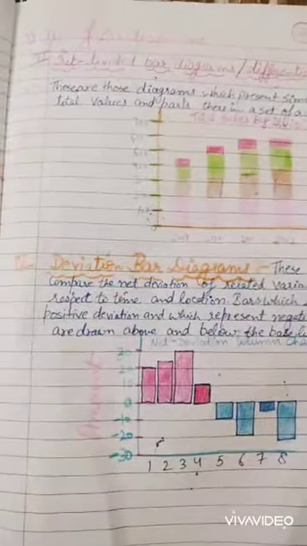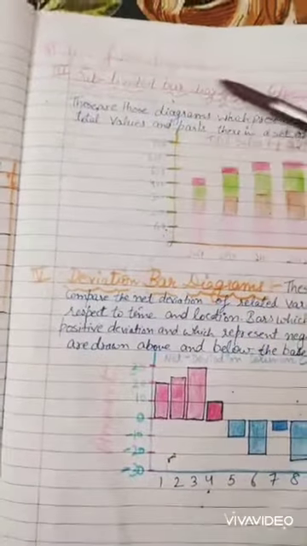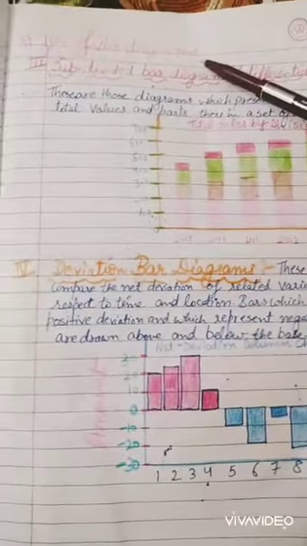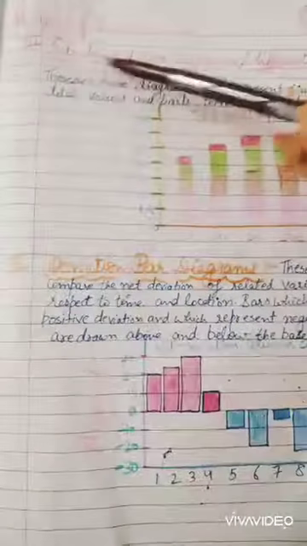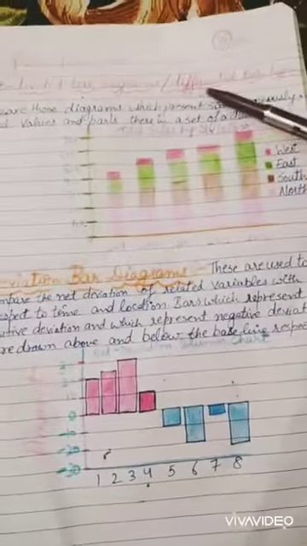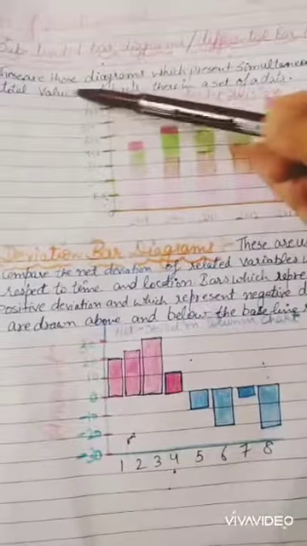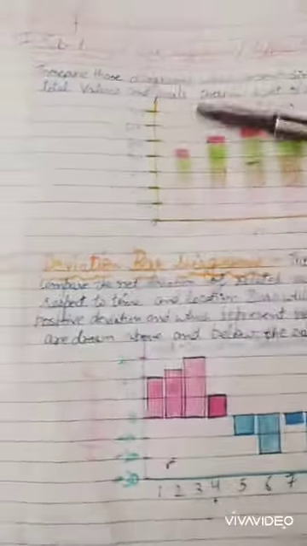So students, in this video we are going to discuss types of bar diagrams. Earlier we have discussed two types, okay? Now the third type is the subdivided bar diagram. It is also known as the differential bar diagram. Yes, these diagrams represent the total value and its parts in a set.